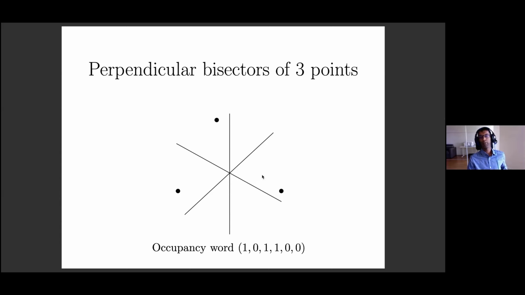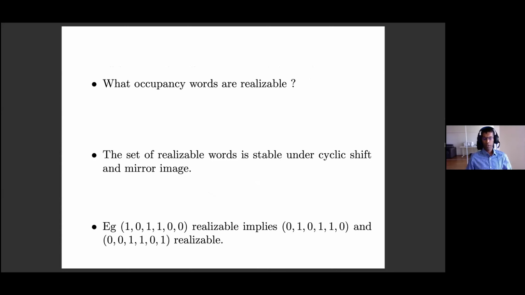So we will encode this configuration by a word. I call this an occupancy word. I start with this region. It's occupied, so I put a 1. The next region is empty, so I put a 0. Occupied, occupied, empty, empty: 1, 1, 0, 0. So this configuration corresponds to this occupancy word. And I ask the question, if I take different triples of points A, B, and C, what are all the occupancy words that I can get?